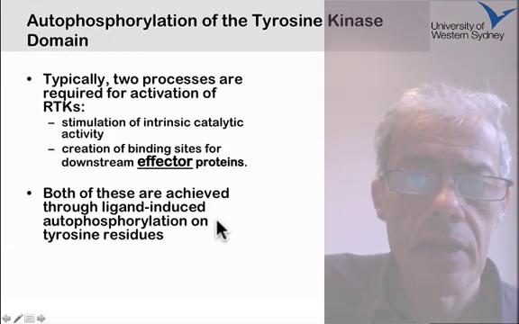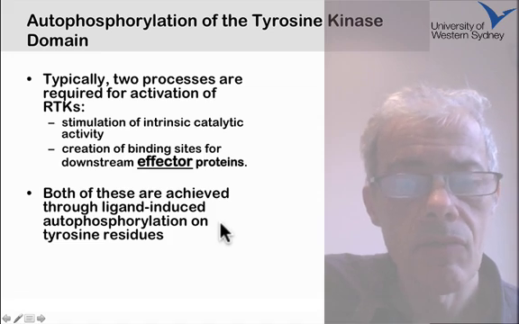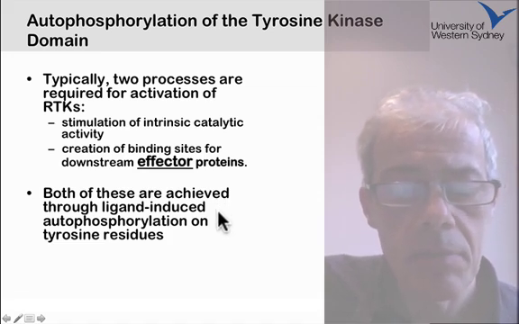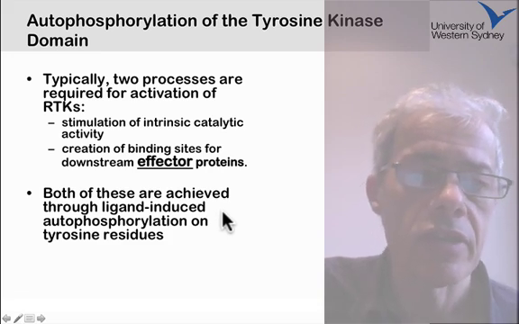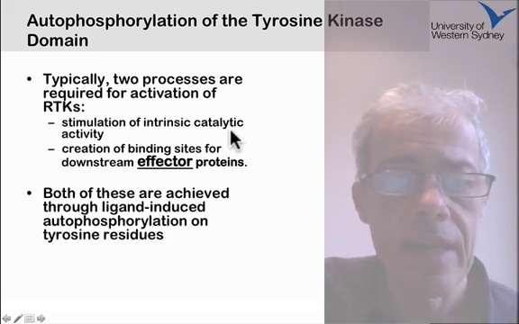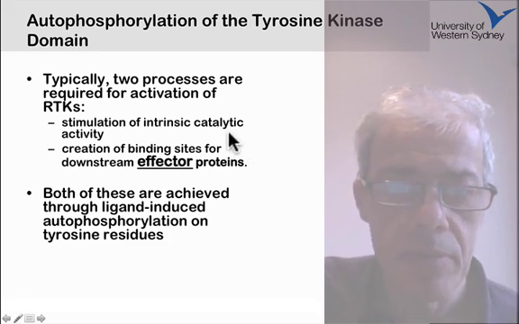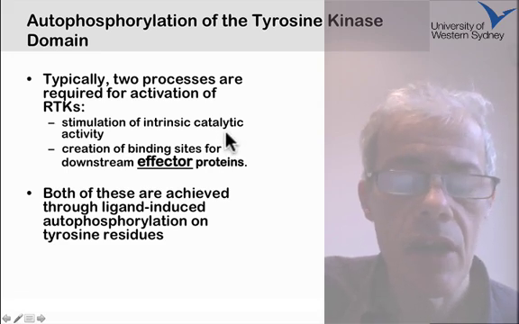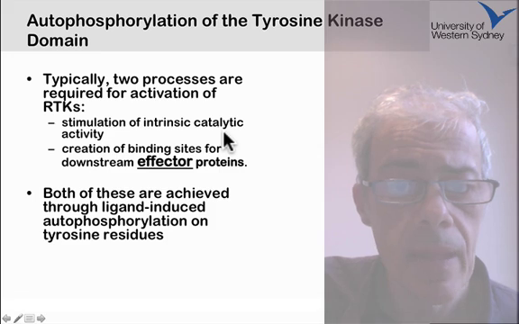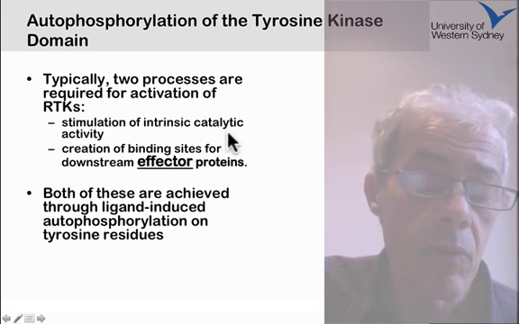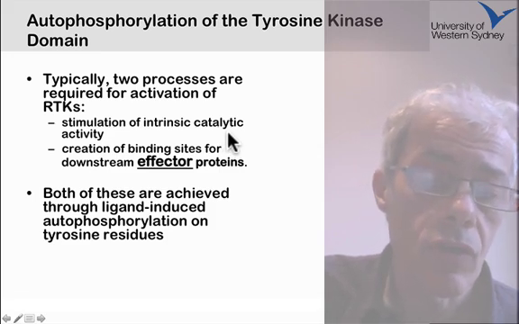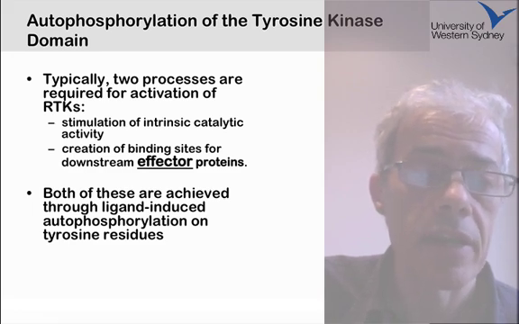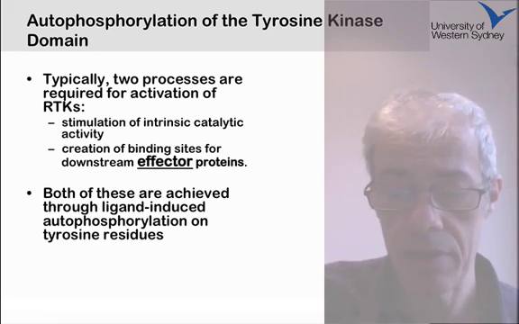We've looked at the activity of these receptor tyrosine kinases before, and if you recall, it's the ligand binding to the receptor that stimulates the catalytic activity of the receptor. So effectively, ligand binds, it activates the tyrosine kinase domains, and then that will effectively lead to autophosphorylation of the receptor, and this creates binding sites for effector proteins.